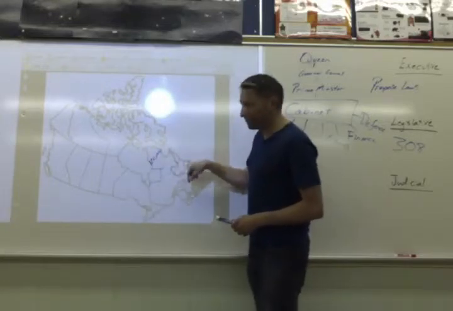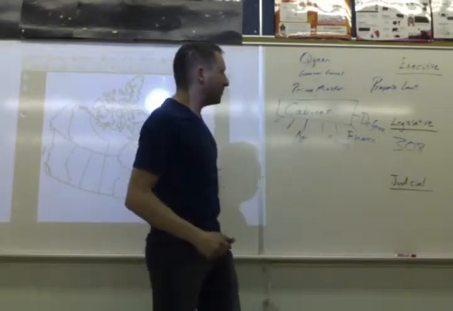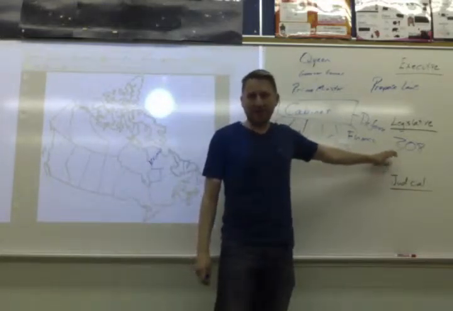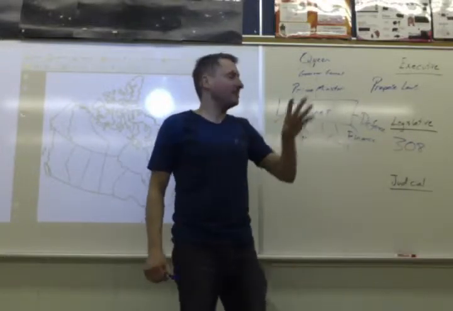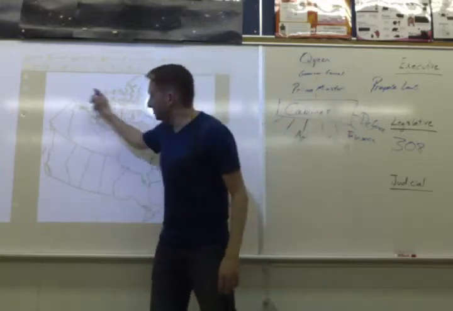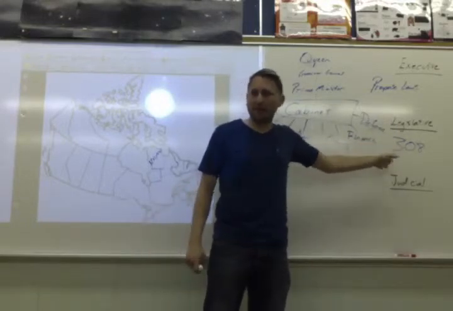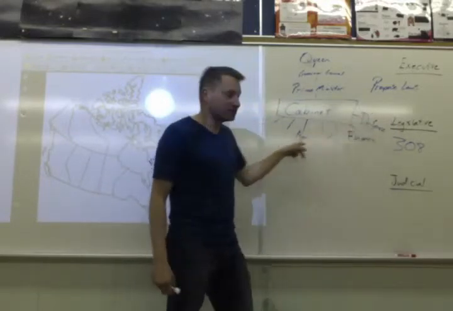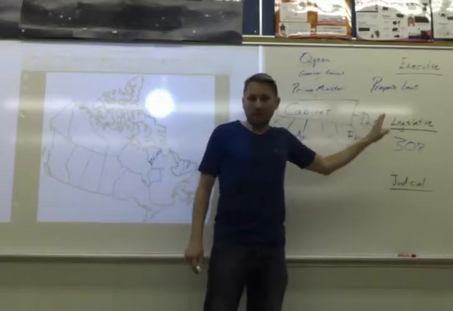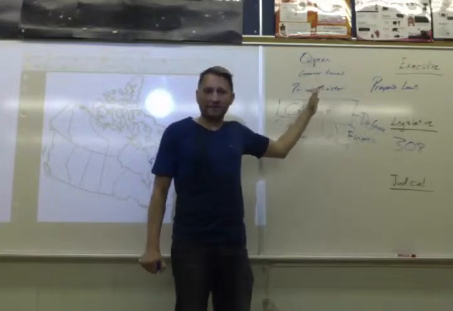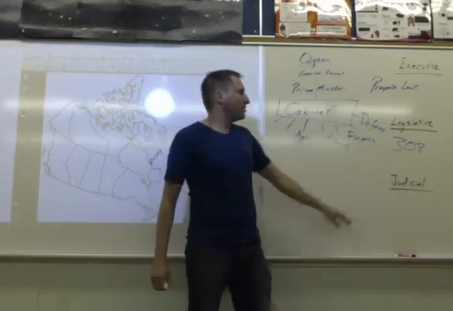So different parts of Labrador will have different MPs represent different parts of Labrador, and those people make up the legislature. They make up the legislative branch, or part of the legislative branch. 308, that means Canada is split into 308 sections because we have 308 members. Each member represents a section of Canada. The cabinet ministers are part of this 308. The prime minister is part of this 308. The prime minister is a member of parliament. The cabinet ministers are members of parliament. Okay, so we have the legislature.